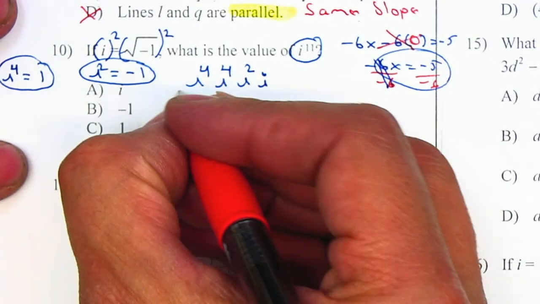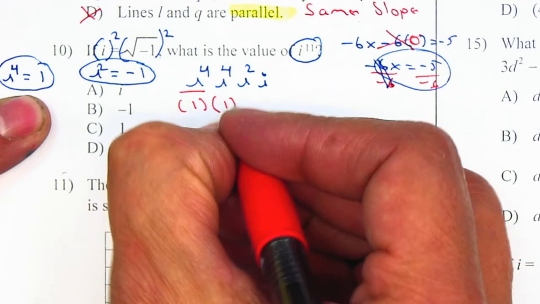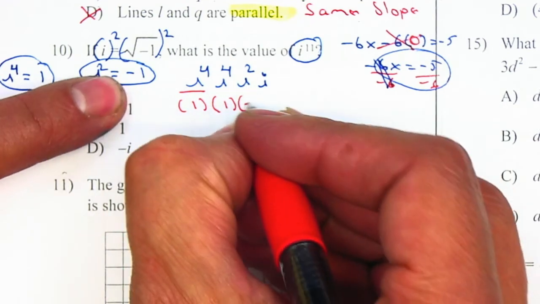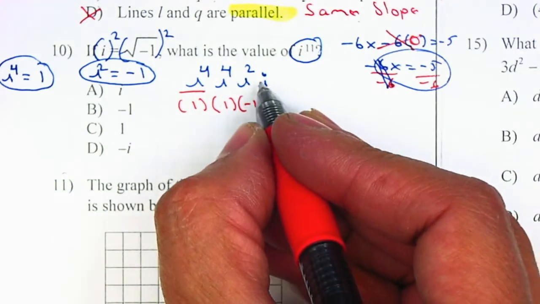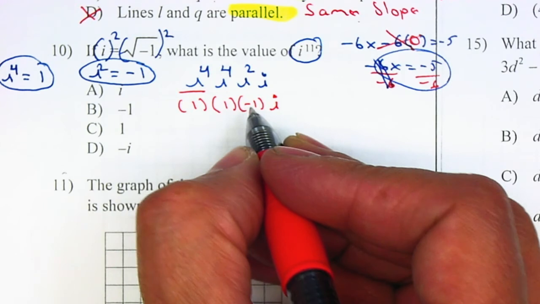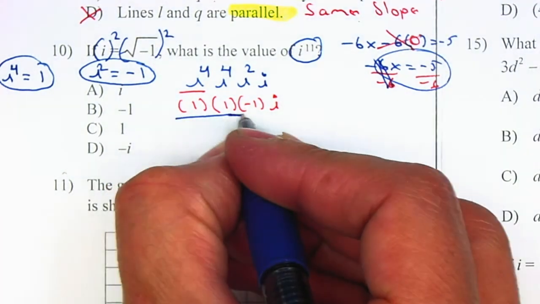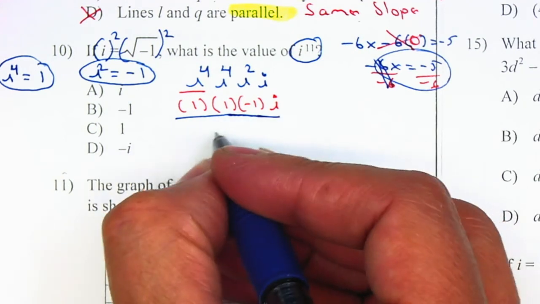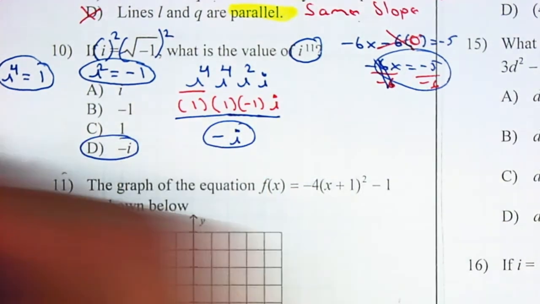We know that i to the fourth is 1. i to the second power is negative 1. And then we just have i. Remember that i is not equal to negative 1. We need an i squared for it to be equal to negative 1. This gives us 1 times negative 1 is negative 1, times i is negative 1i, or just negative i. So your answer is D.